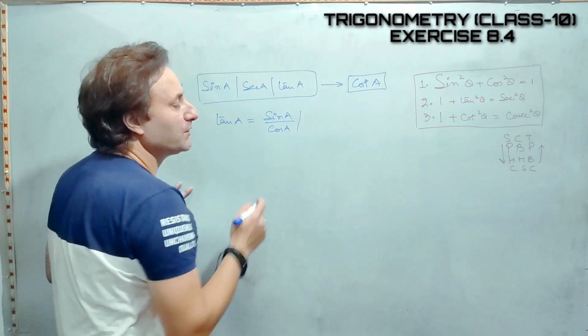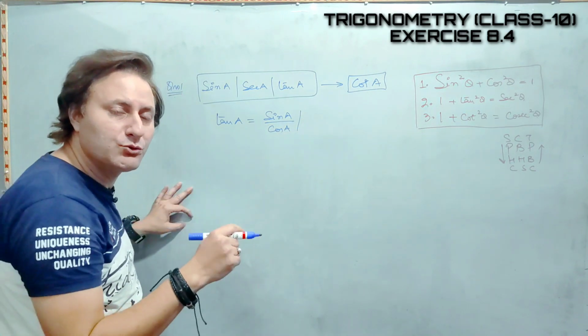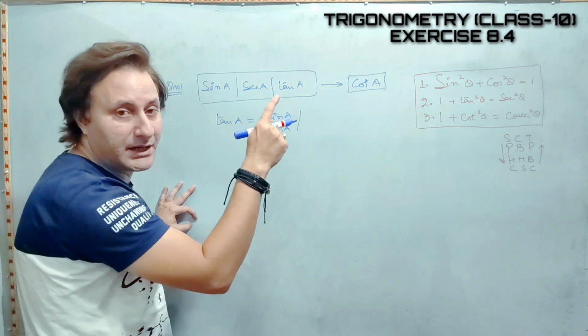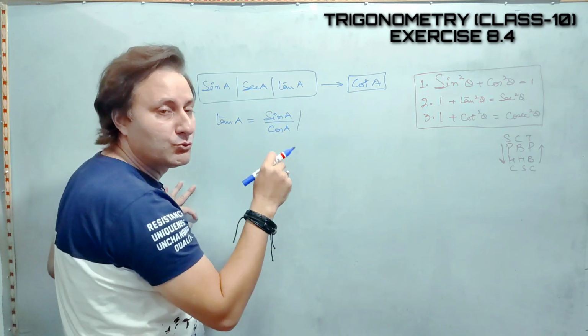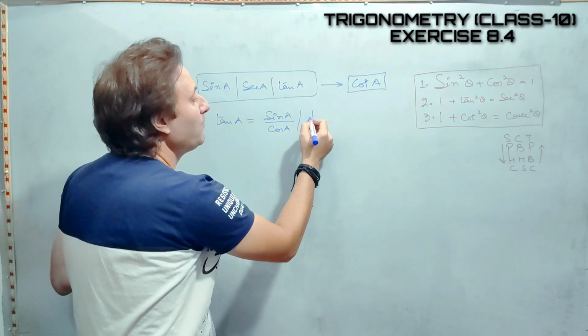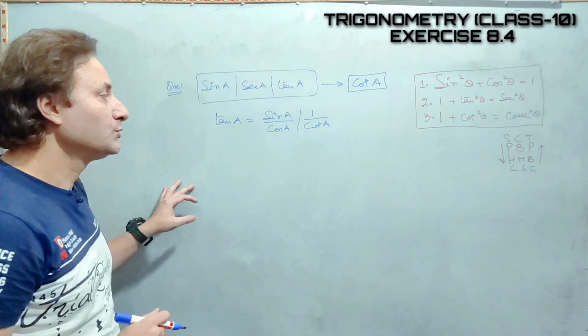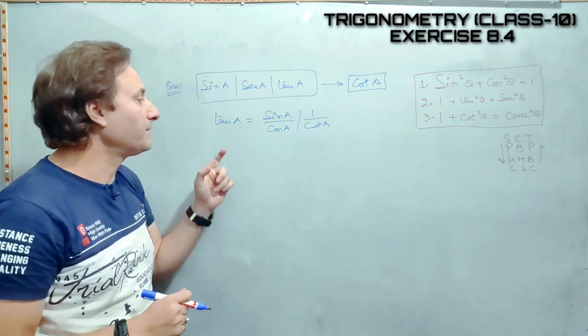Remember the first video? If you have not seen the video, please do watch that video. I will leave the link in the description and even in the I section. And we have one more here, that is 1 upon cot A. So these are the two values of tan A.